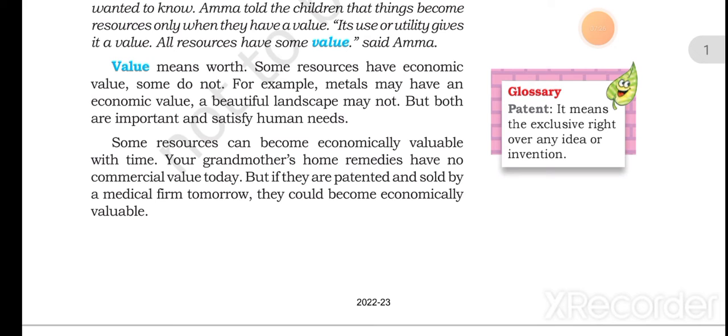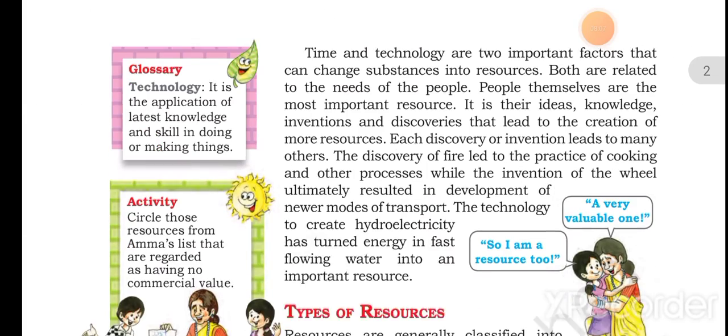In the current situation, doctors are using those old remedies and selling them to customers for their good health, right? They are gaining some profit; those home remedies have got some value in the present situation. But in the earliest times, they did not have any value and were not even considered a resource. They were just a way to get out of diseases, nothing else. But now, they have been given some monetary value and they are being used by us. So that is how time is a factor.